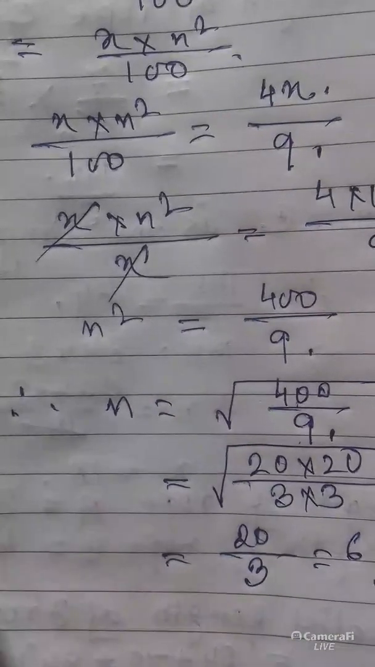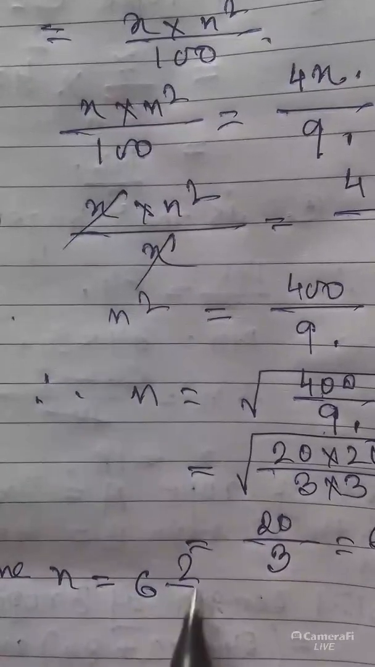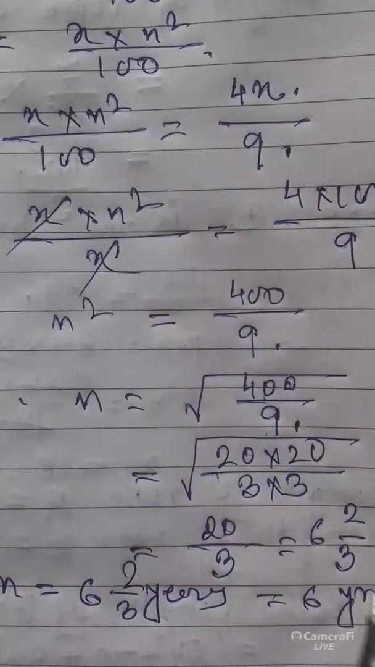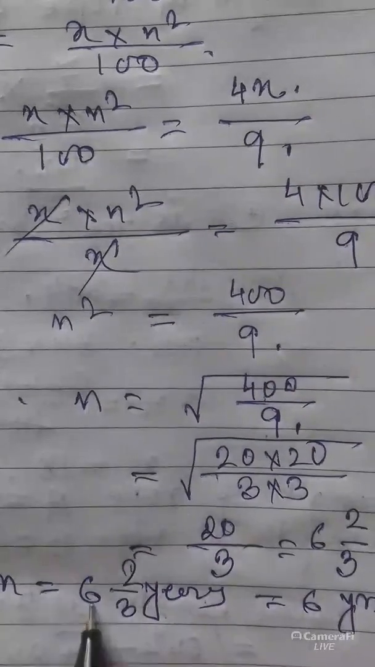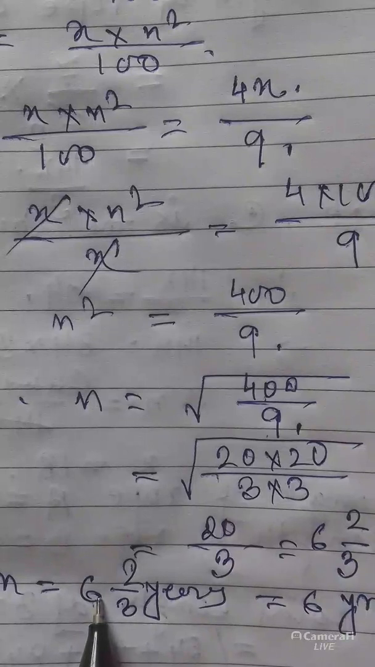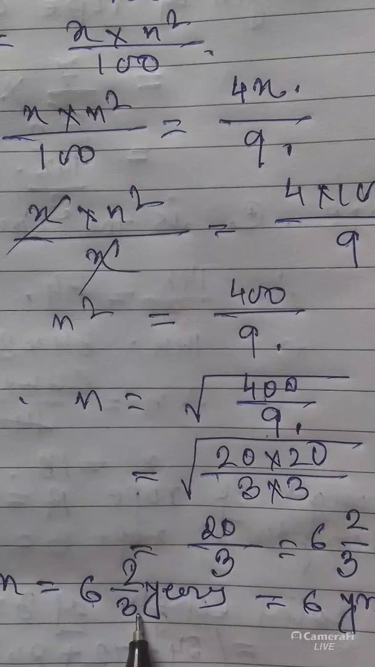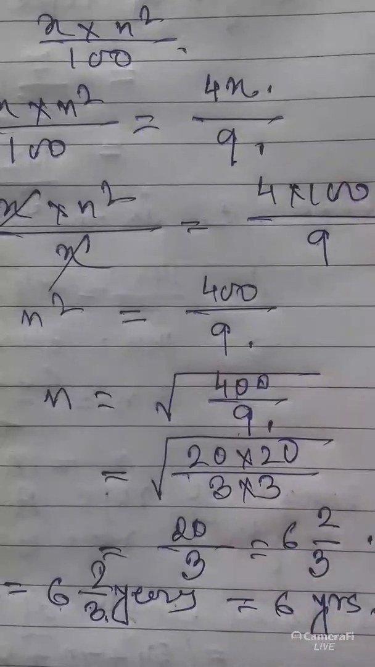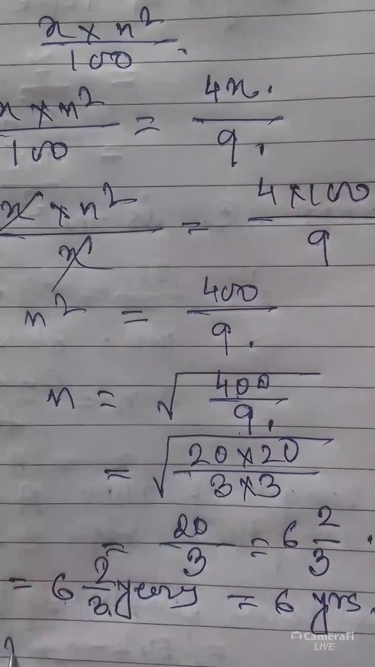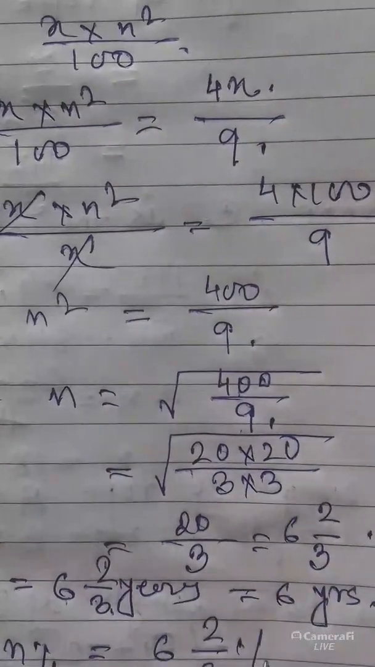Now time n equal to 6 whole 2 by 3 years, means 6 years 8 months. 6 whole 2 by 3 years means 6 years, and 2 by 3 convert into month. We should multiply by 12. 2 by 3 into 12 means 6 years, 8 month. And rate n% equal to 6 whole 2 by 3 percentage.